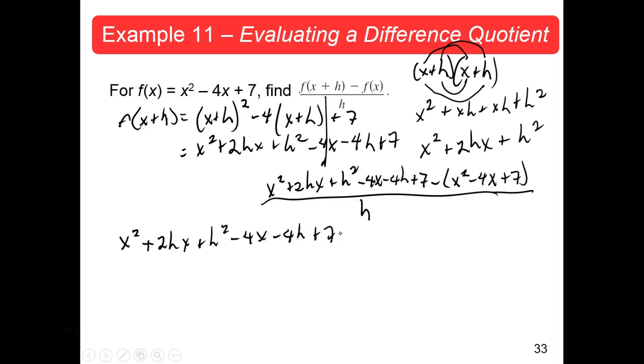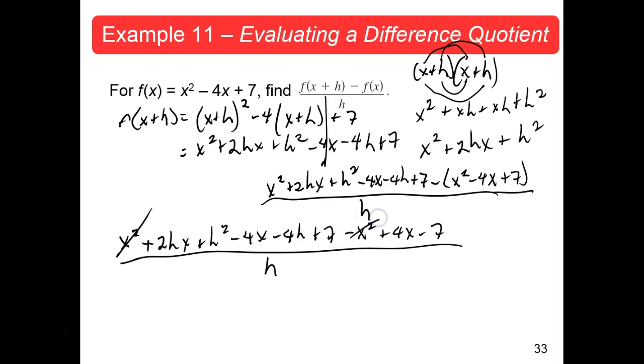Now, negate that, and what do you get? Minus X squared plus 4X. Everybody see that? Minus 7, right? And then divide it by H. All right. Now, what do you notice you can do now? Combine like terms. How many X squared terms do you see? 2. This one's a plus X squared. This one's a minus X squared. Guess what those combine to? 0. Nice.